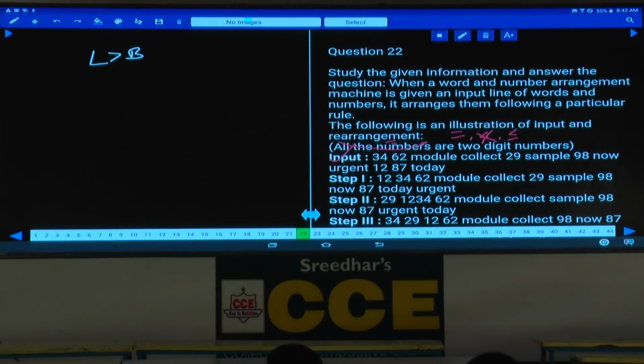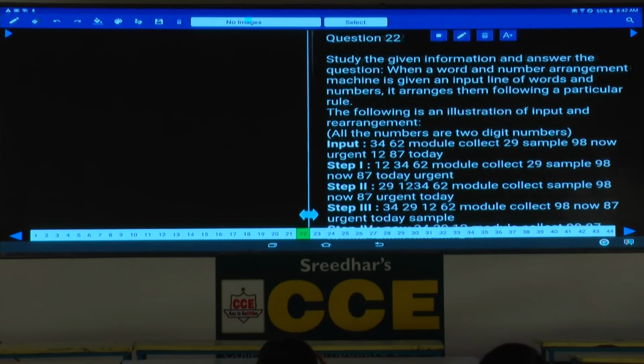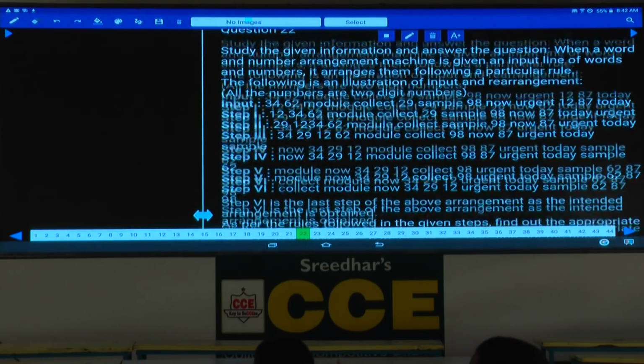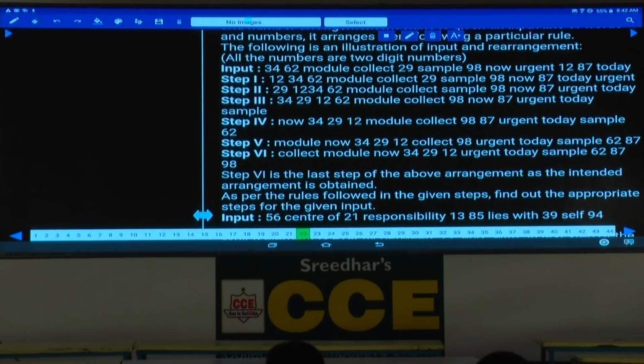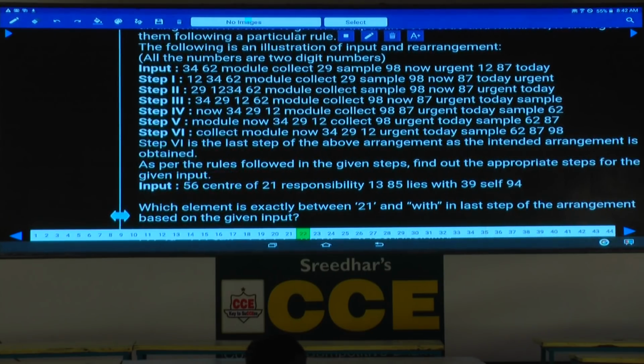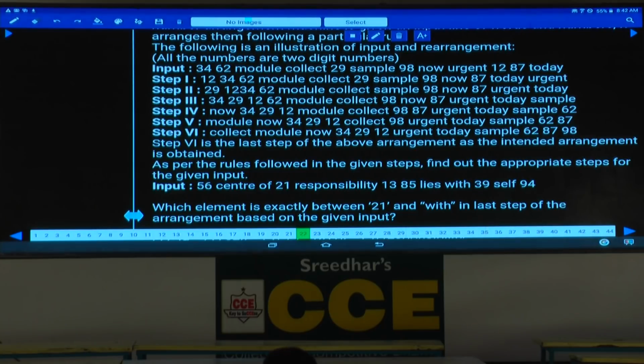Then 22 to 26. In these question numbers 22 to 26, what is the information here? Input is given. How many elements are there in this input? 3, 4, 5, 6, 7, 8, 9, 10, 11, 12, in total 12 elements. And how many steps are there? 6 steps are there. 12 elements and 6 steps, which implies that in each step exactly 2 elements are arranged.